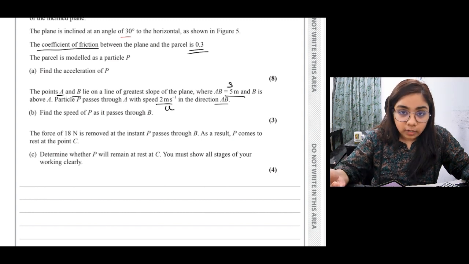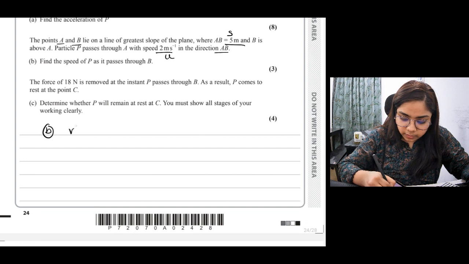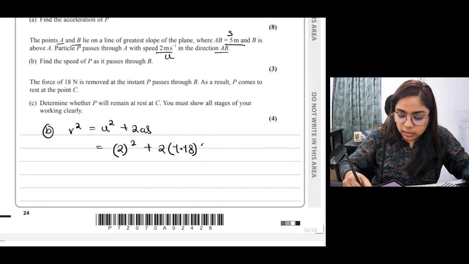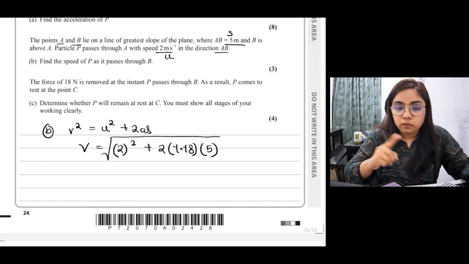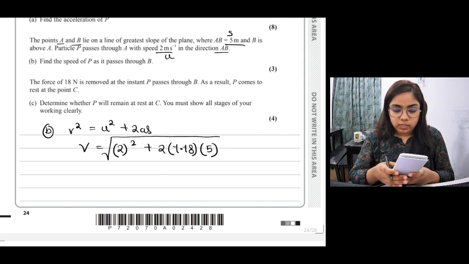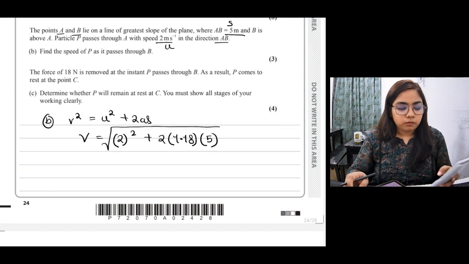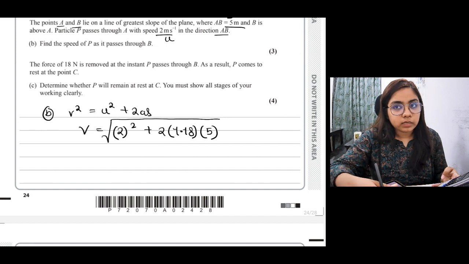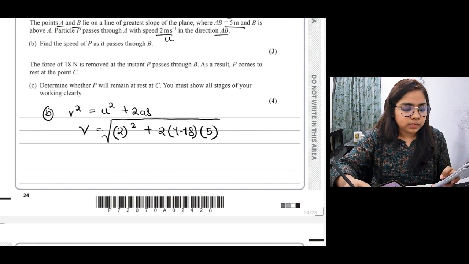We need to find out the value for final velocity. We can easily calculate this. v² = u² + 2as, where u was 2 meters per second, plus 2 × 1.18 multiplied with 5, and everything under a root, right? That will give you the value for your final velocity. So that is √(2² + 2 × 1.18 × 5), which equals 3.97 meters per second. That means the velocity with which the particle would reach point B will be 3.97 meters per second.